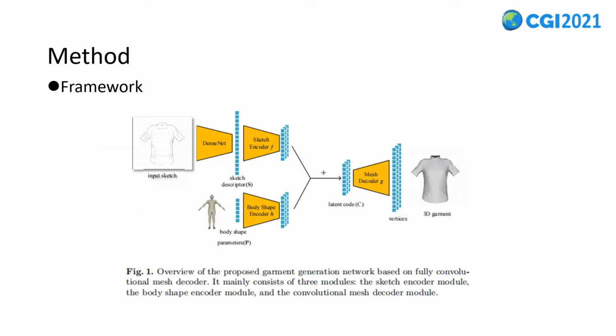This is the framework of our method. Our garment generation network is an end-to-end architecture. The proposed network mainly consists of 3 modules: the sketch encoder that encodes sketch features extracted from a sketch by Dataset, the human body shape encoder encoding human body shape parameters, and the mesh decoder based on a fully convolutional mesh decoder that decodes the latent code to reconstruct garments.